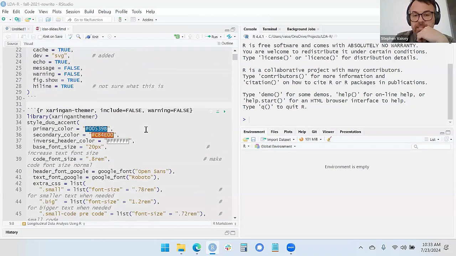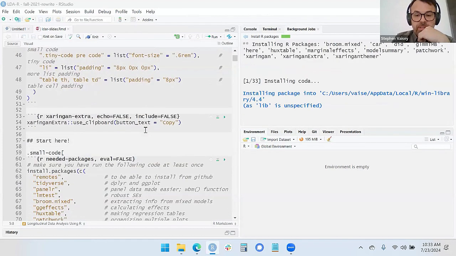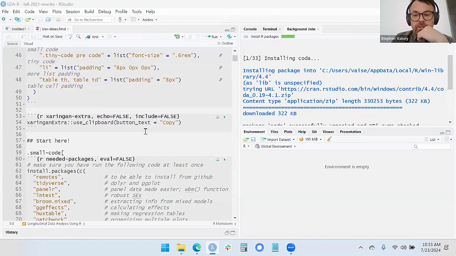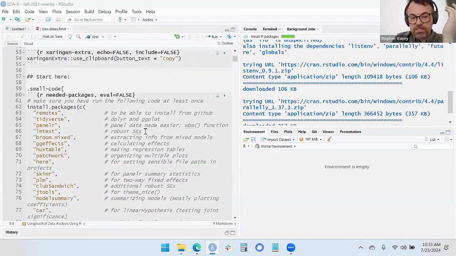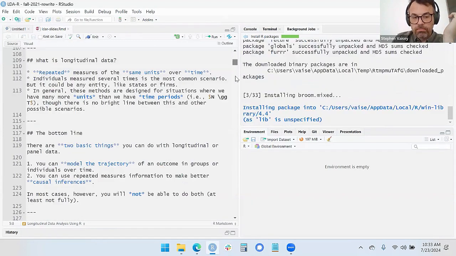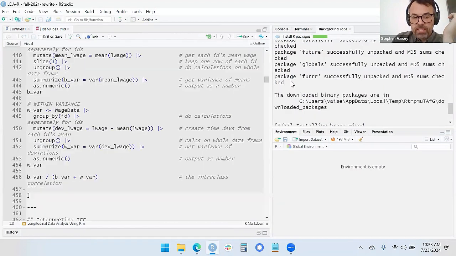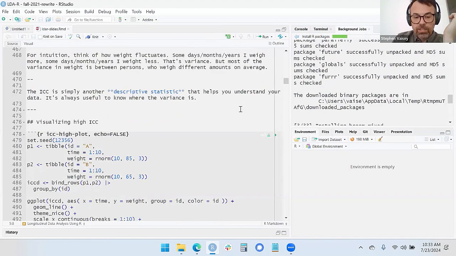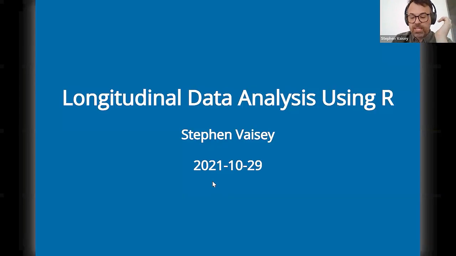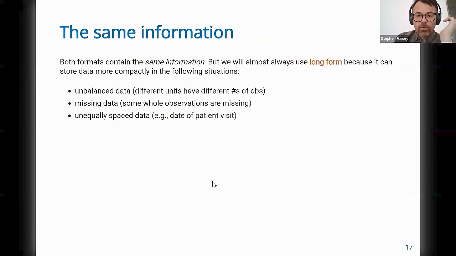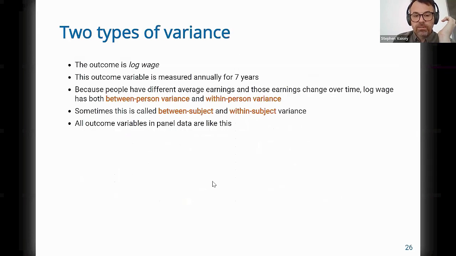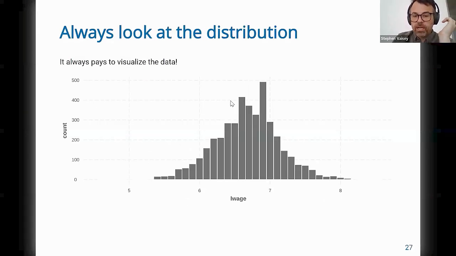There's nothing cut and pasted into these slides. Everything is just done from Markdown. That means if there's ever anything on the slides you're looking at, let's say you wonder, oh, what did he do here? It always pays to visualize the data, and then you can see this distribution.